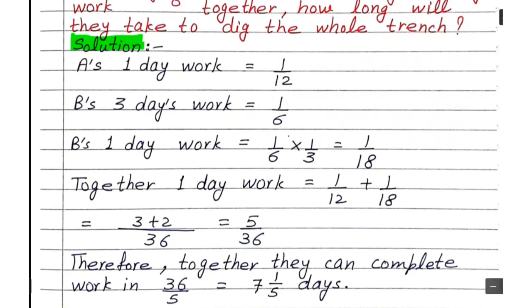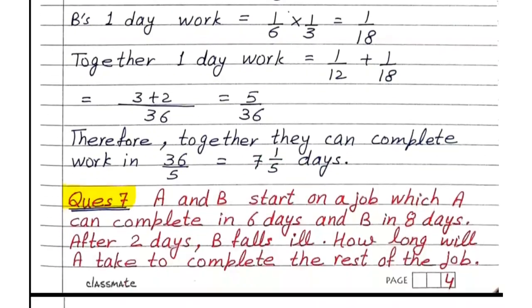That means A and B together one day work is 5/36. So as per the rule, together they can complete the work in how many days? We will take the reciprocal. That is 36/5, that is equal to 7 1/5 days. I hope you all have understood this. Now children, let's move to the next question.